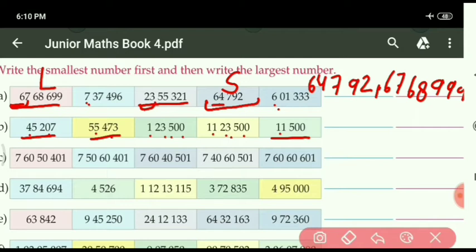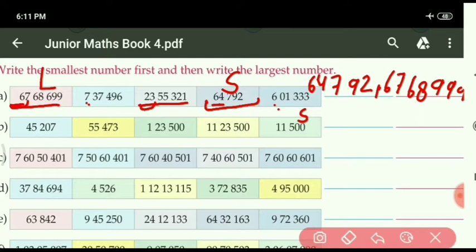So 10,000 is smaller than lakh or 10 lakh. So we will check only in these three numbers. Okay. 45,207, 55,473 and 11,500. Here 10,000 place 45 is coming, here 10,000 place 55 is coming, and here 10,000 place 11 is coming. Which one is smaller? 11 only. So the smallest number will be this one only. Okay. So firstly, what is the smallest number? 11,500. Got it? So here you can write capital S.